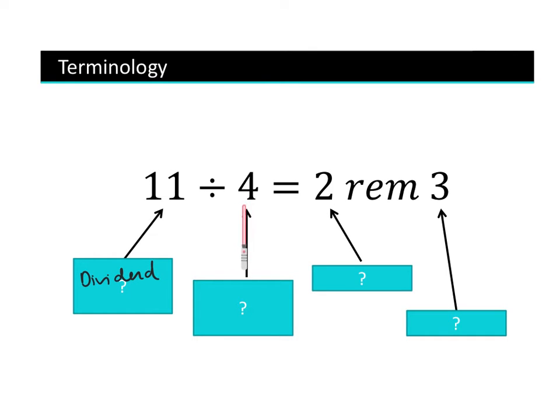Then this is the thing that we're dividing by. So this is called the divisor.